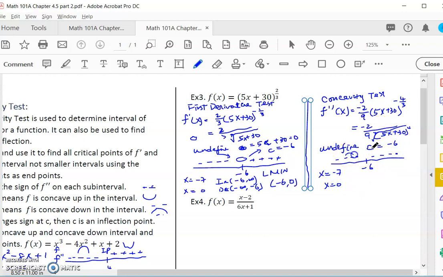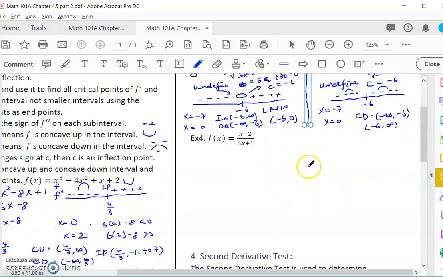So they're both concave, what? Down on both sides. So we say concave down from negative infinity to negative 6 and negative 6 to infinity. There's no point of inflection, no concave up. Okay, so that's how I do that one question.